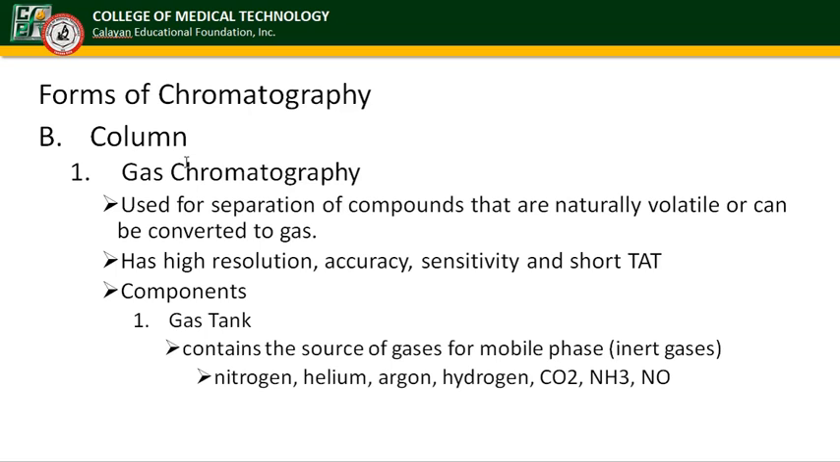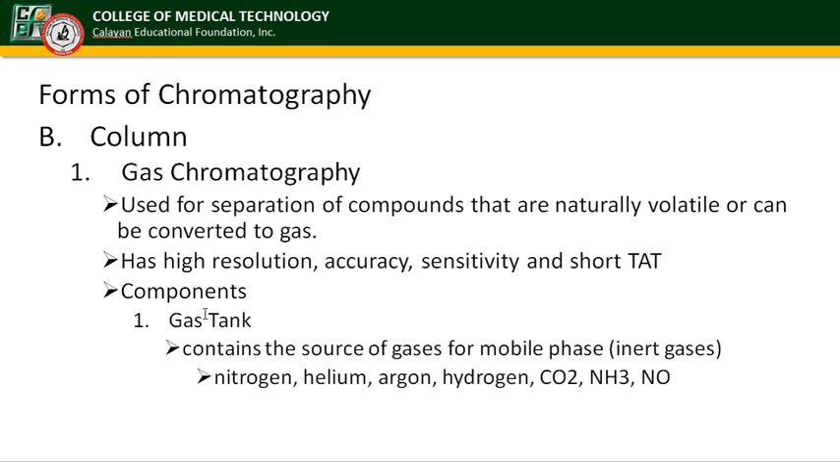So, other forms of chromatography, yung ating planar kanina, then is columnar. Gas chromatography, used for separation of compounds that are naturally volatile or can be converted to gas. It has high resolution, accuracy, sensitivity, and short TAT. Ano yung ating TAT? Ang ating TAT is turnaround time. Kung gaano kabilis matatakbo yung ating samples or matatapos yung test.